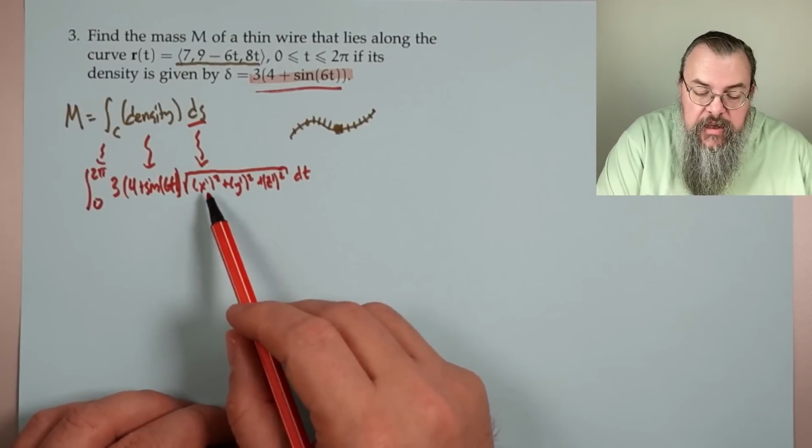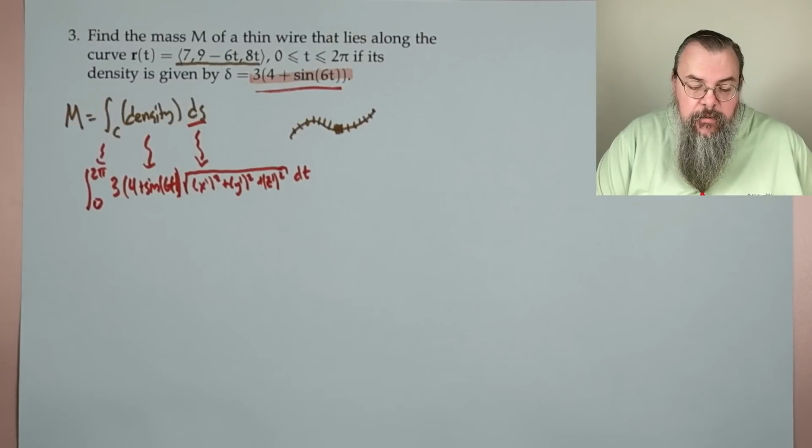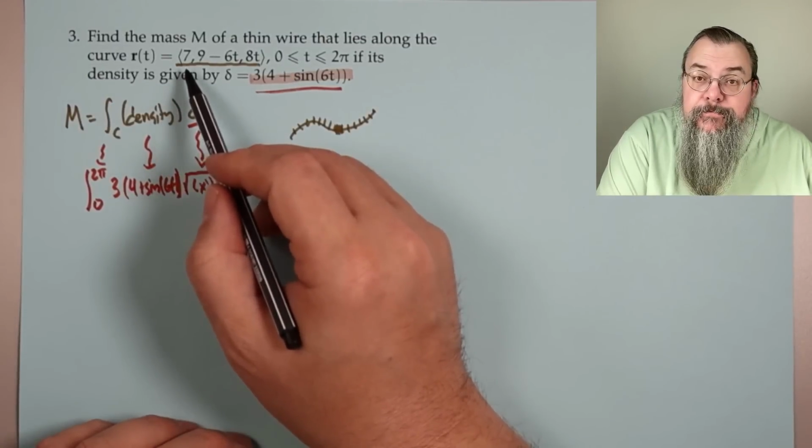We do need to clean these terms up. Well, let's figure these things out. What is x prime of t? 0.